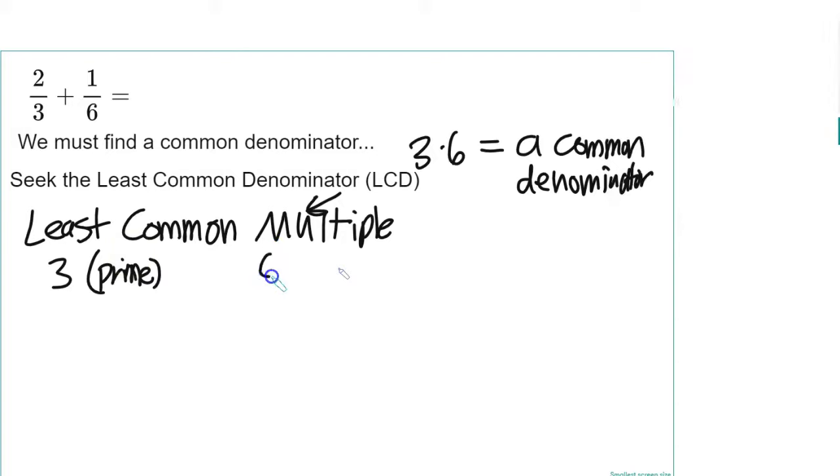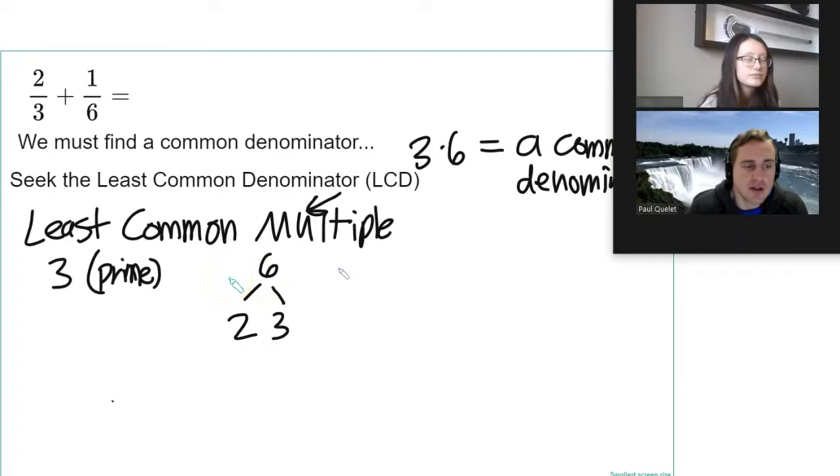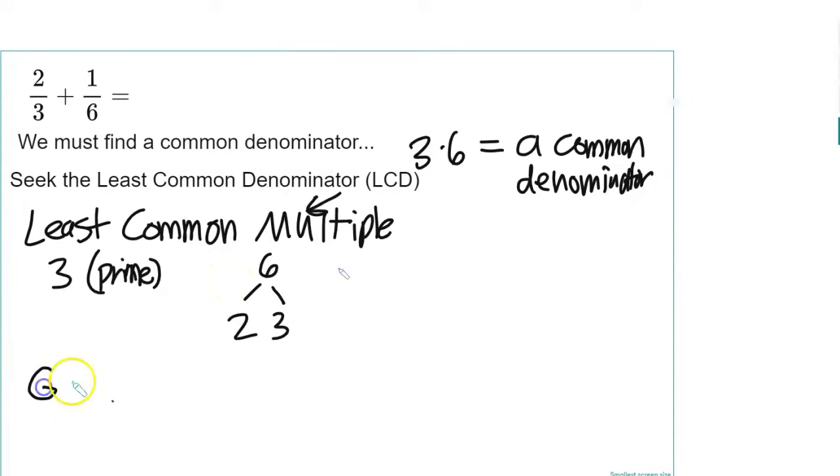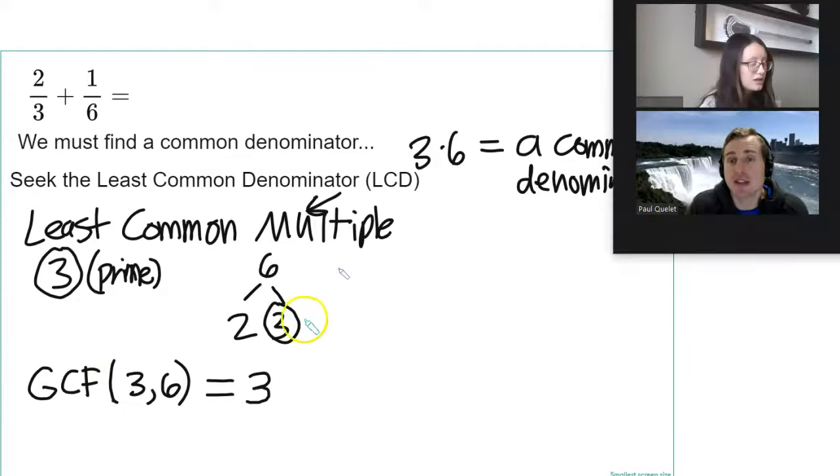But how about 6? 6 is still composite. There's only 2 factors aside from itself and 1. 2 and 3, okay? So here's the deal. Listen to me for contrast here. The greatest common factor, this is a review of a few sessions ago. The greatest common factor of 3 and 6 would be what? It's going to be 3 itself.